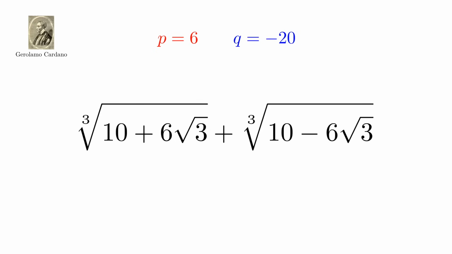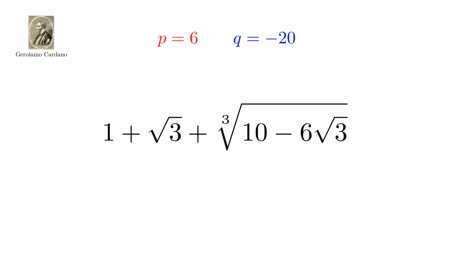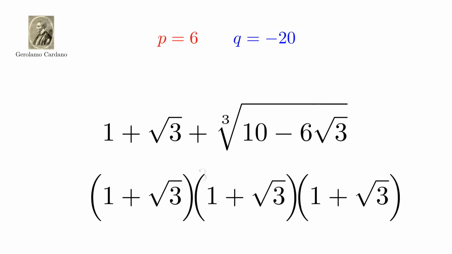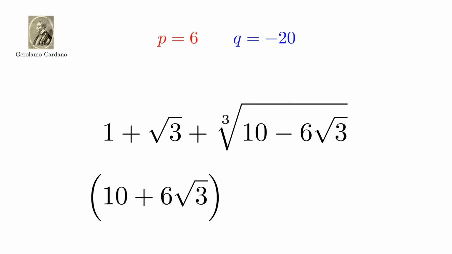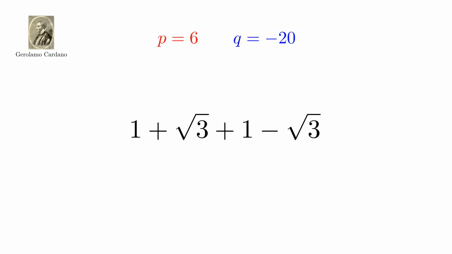After some reflection, you can convince yourself that the cube root of 10 plus 6 times the square root of 3 is actually 1 plus the square root of 3. How do we know that? Well, just cube 1 plus the square root of 3, and make sure that you get 10 plus 6 times the square root of 3. Similarly, the cube root of 10 minus 6 times the square root of 3 is 1 minus the square root of 3.